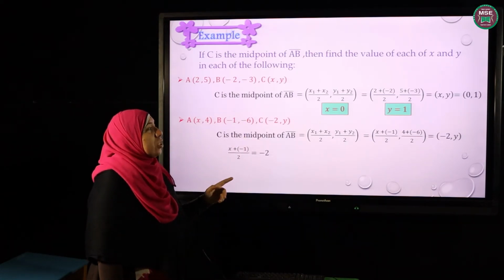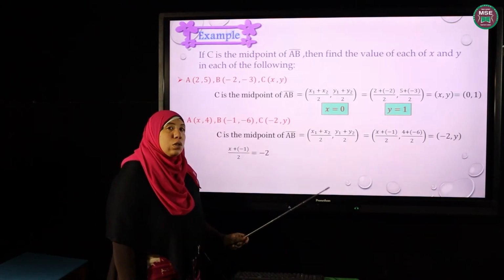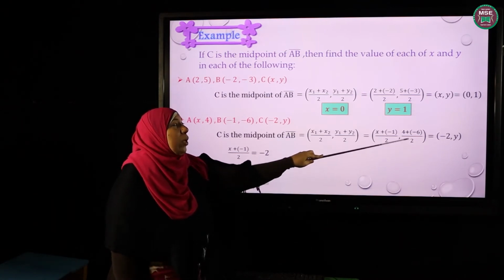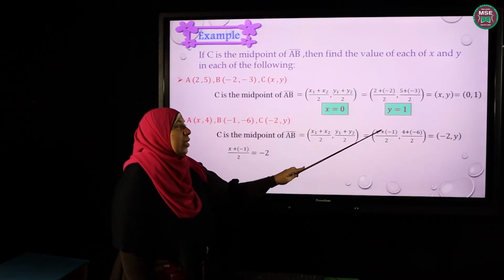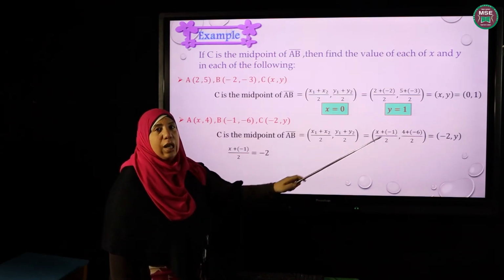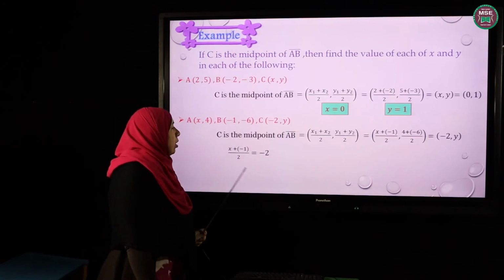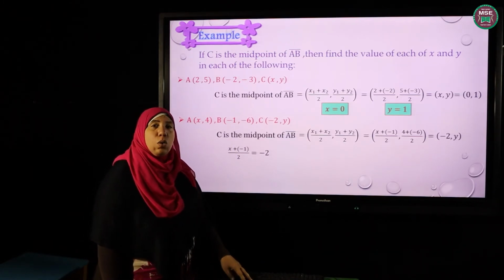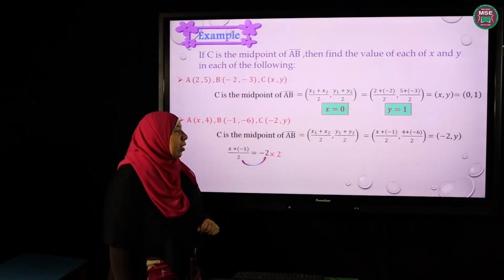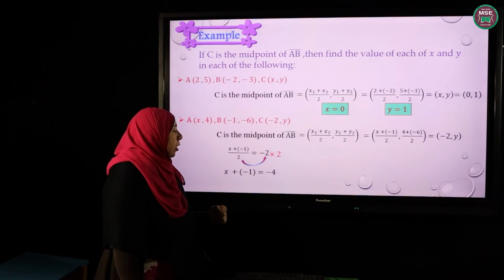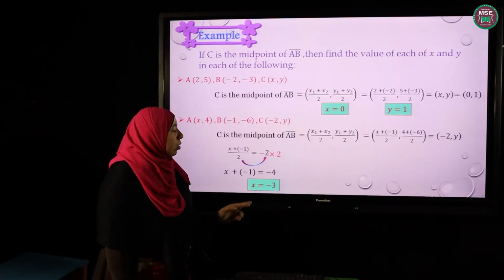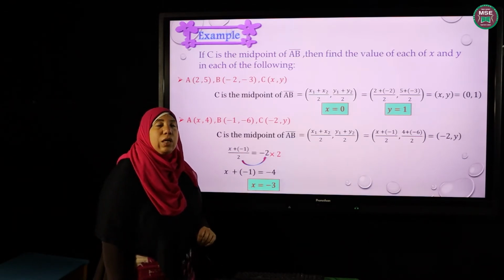The first coordinate we took in the first lesson of the Cartesian product: if you have two equal ordered pairs, the x coordinate here equals the x coordinate there. So x plus -1 over 2 should equal -2. This 2 will go to the other side by multiplying: x plus -1 equals -4. By adding 1, we will find that x equals -3.